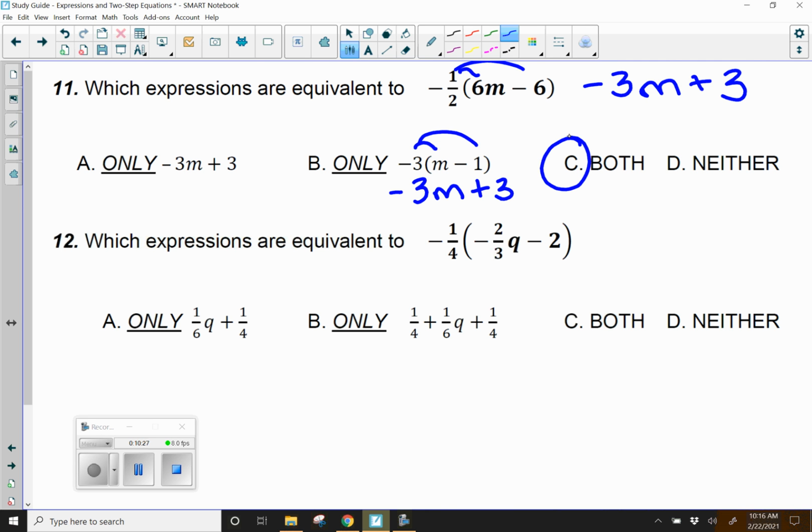And then the last one on this page was number 12. Again, we need to distribute. I've got a negative 1/4 times a negative 2/3. Well, a negative times a negative is a positive. And 1/4 times 2/3 is going to leave me with, once I do my cross simplifying, a positive 1/6 q.